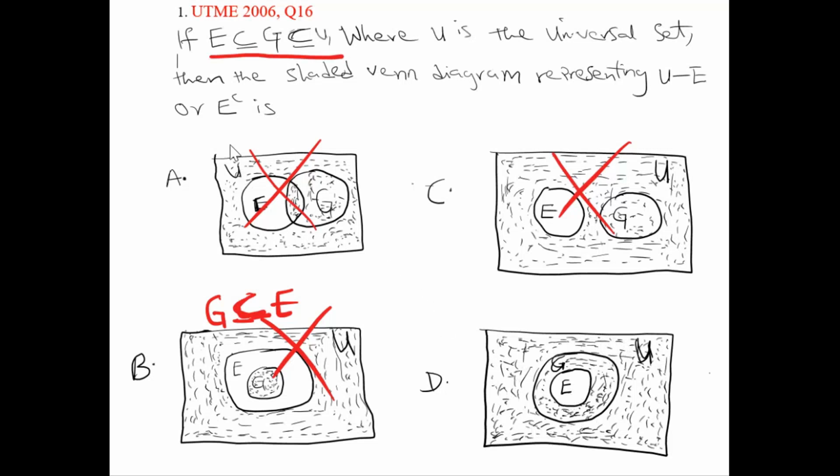And remember our E complement. E complement is a set containing elements that are not in E. The shaded part represents E complement. Therefore, option D is the answer.